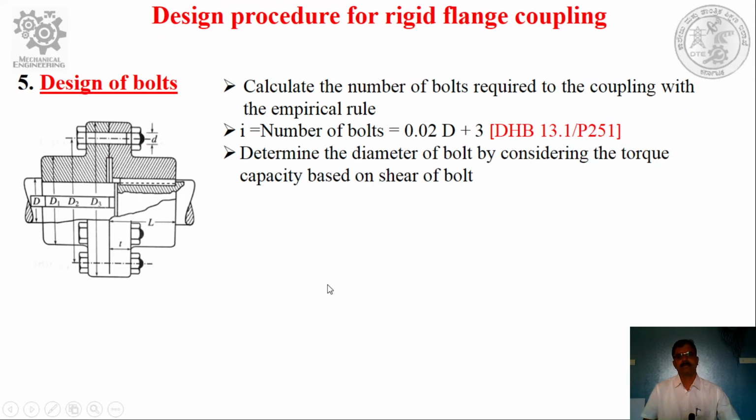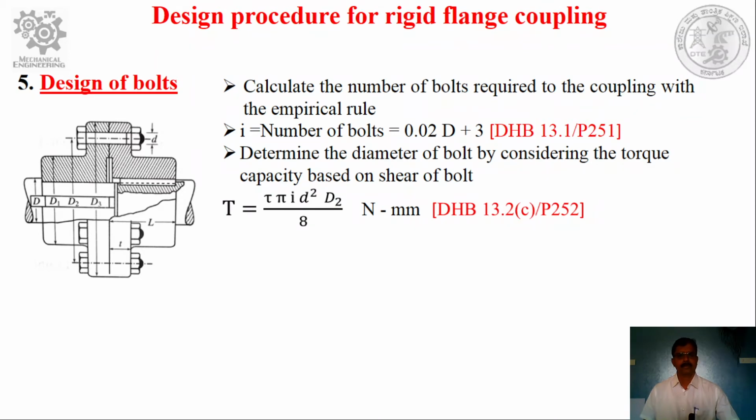Determine the diameter of the bolt by considering the torque capacity based on the shear of the bolt. Now the torque capacity based on the shear of bolt, T is equal to tau into pi into i into d square into d2 divided by 8, in Newton millimeter. Now we are going to extract the d from here, that is the nominal diameter of the bolt is equal to square root of 8 into T divided by tau into pi into i, the number of bolts, into d2, that is the pitch circle diameter of a bolt.